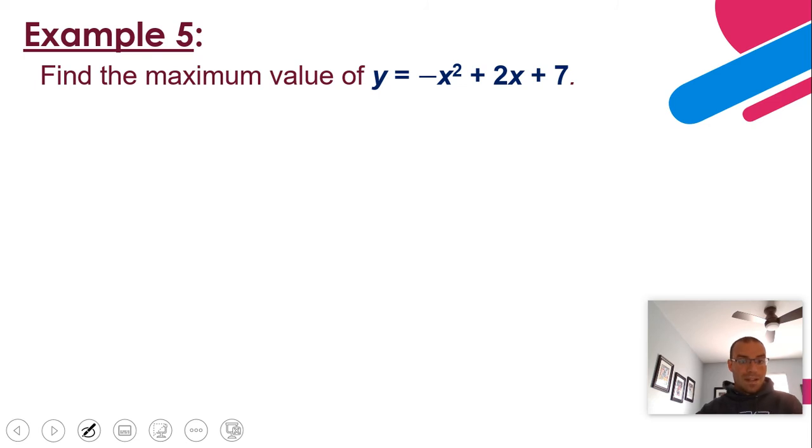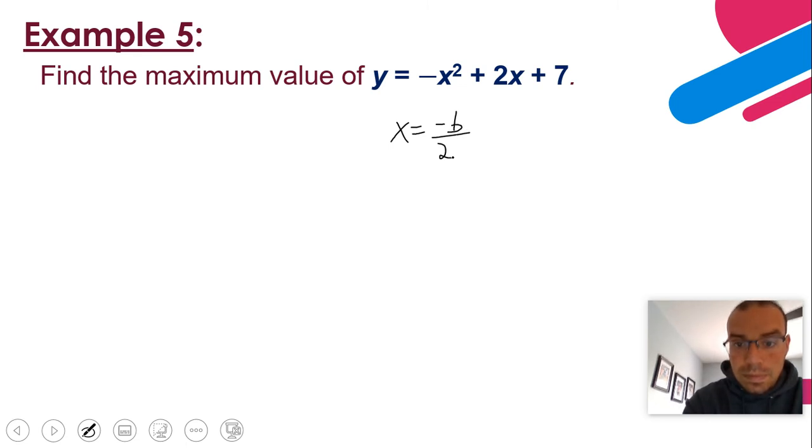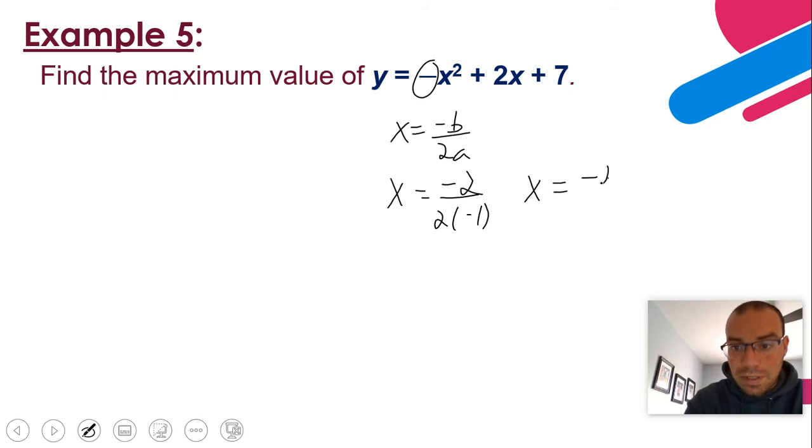Same idea if we're asked to find the maximum value. Find your negative b over 2a. So x is equal to negative 2 times your a value here, which is really negative 1. So x is equal to negative 2 over negative 2, which is equal to positive 1.